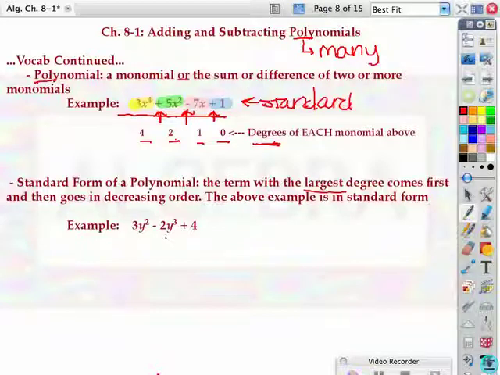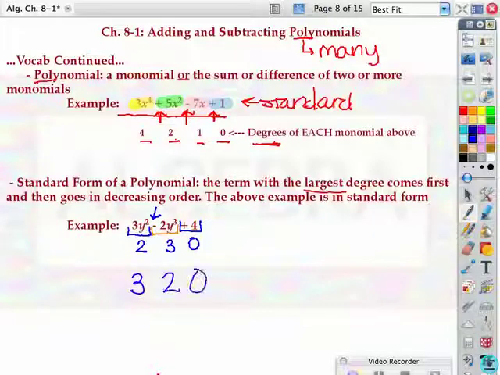So if we wanted to write this example down here in standard form, first you have to identify each monomial's degree. So we start here. The degree here is 2. And then we have a second monomial here in the middle, the negative 2y to the third. This negative symbol out here does not mean anything, okay? It just means that the coefficient, the 2, is negative. It does not have anything to do with the actual exponent itself. So the degree for this one is 3, and then our last one, the degree is 0 because there's no variable. So we would have to write it in 3, 2, 0 order.